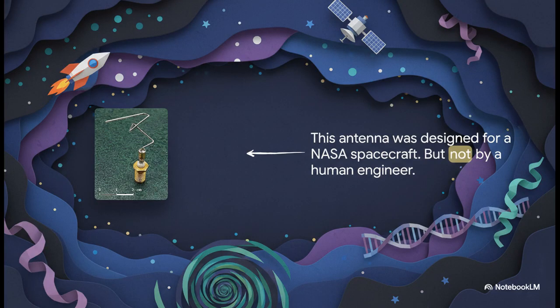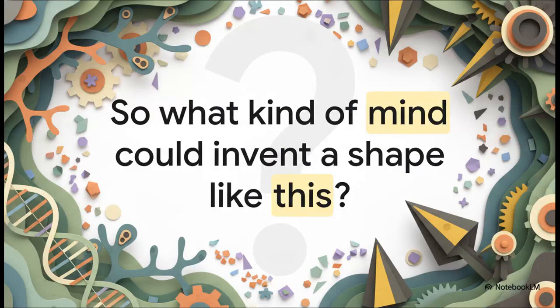So just take a look at this shape. It's a real antenna, and it was designed for a NASA mission back in 2006. And it looks chaotic, right? Kind of like someone just took a paperclip and bent it randomly. But here's the crazy part. This weird-looking thing is one of the most efficient antenna designs ever made for its specific job. I mean, let's be honest, no human engineer would ever sketch this out.